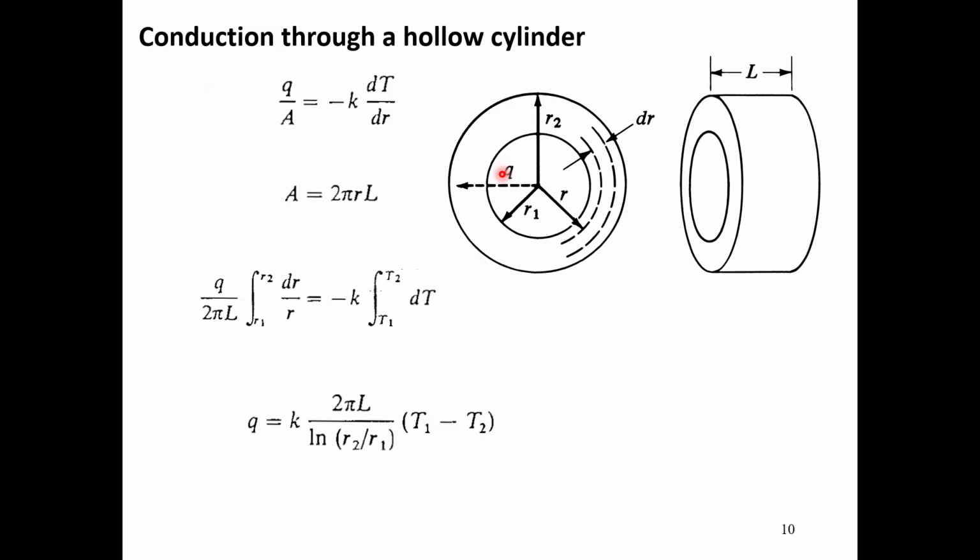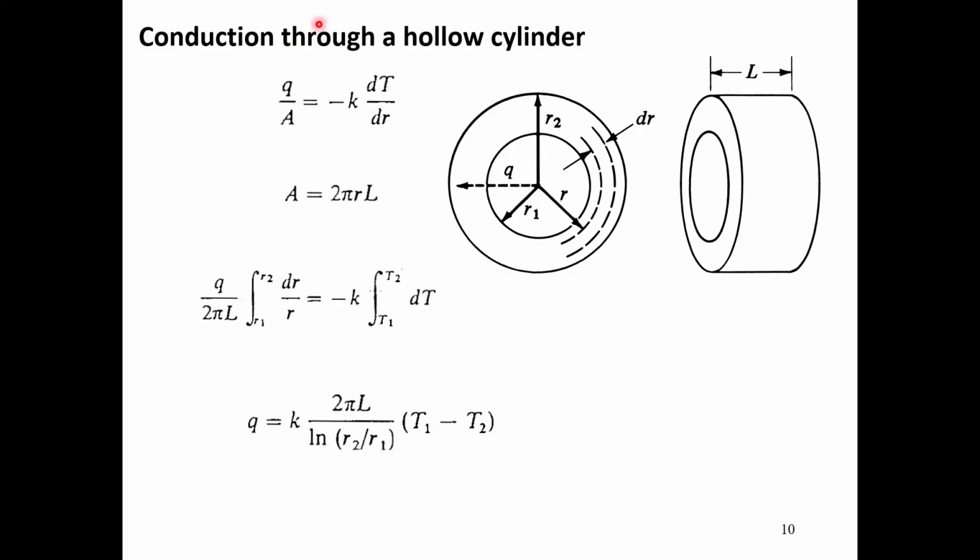What is different compared to your flat wall case is that in a flat wall case, the area normal to the direction of heat transfer was constant, so it did not change. However, for this case, as you move further and further, the area changes. The area keeps on increasing, so A is also a variable. With change in r, A also changes.